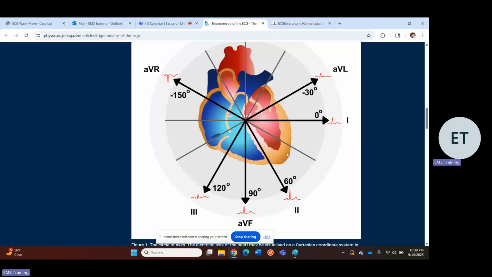So what's an example of where V6 would be entirely negative? What if your electrical impulse originated here and then went upward or away from V6? If it's going away from a positive lead, that's a negative deflection on the EKG tracing. When does electricity go from here up? VTach or ventricular beats. Yeah, that's bad.